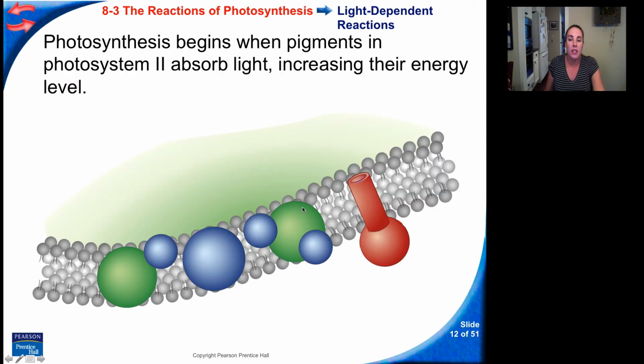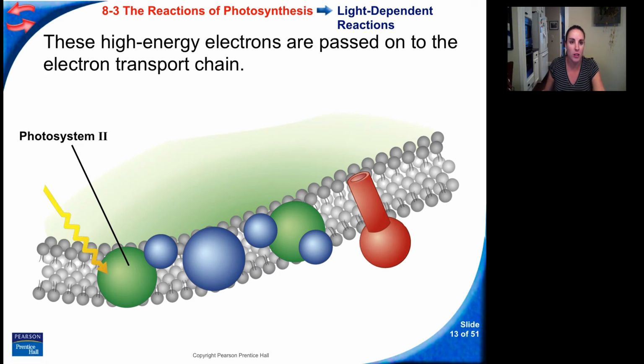So photosynthesis begins when pigments in photosystem 2 absorb light, increasing their energy level. So we talked about photosystems. These contain the chlorophyll, which is going to trap the energy from sunlight and produce these high energy electrons. So photosystem 2, light goes in, increasing the energy level of the electrons. These high energy electrons are then passed on to the electron transport chain.